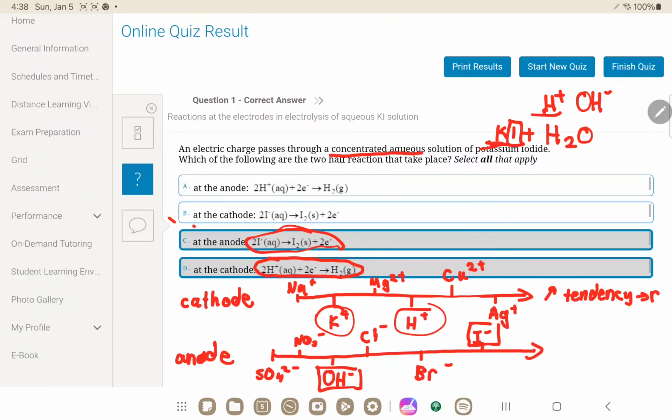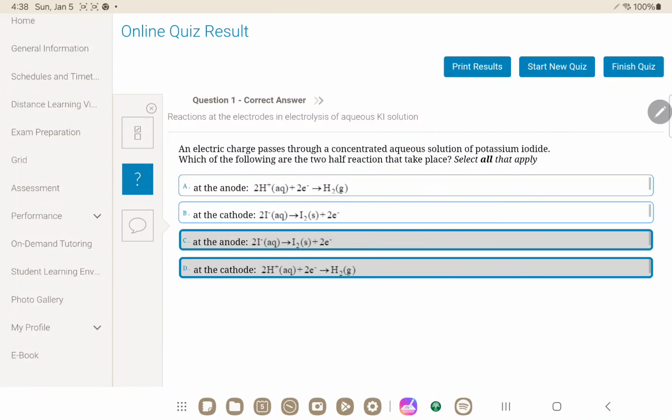By the way, here's one thing. At the cathode, you're always going to have reduction. At the anode, you're always going to have oxidation. When you want to know if your equation is reduction or oxidation, how I like to remember is if it's reduction, your electrons are in the reactants. So if your electrons are in the reactants, then you have reduction. If they're in the products, then it's oxidation. At the cathode, it's always reduction, and at the anode, you always have oxidation.